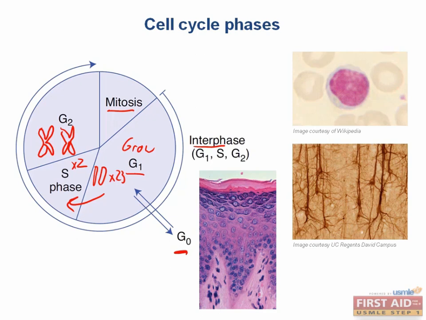This is when the chromosomes condense and separate, and one cell becomes two. After mitosis and cytokinesis, the single parent cell is now two daughter cells. So let's talk about regulation of the cell cycle. What happens if a cell cycle is not regulated properly? Well, this can cause cancer.